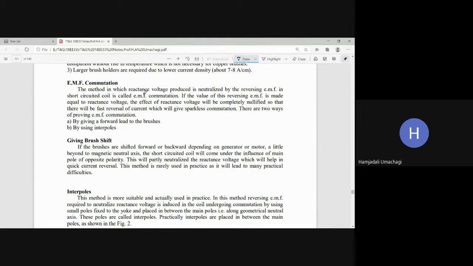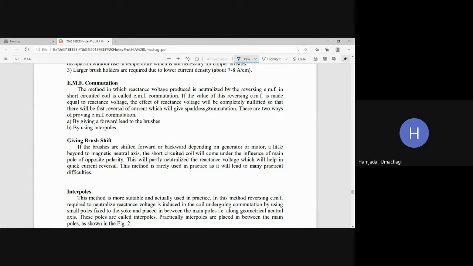But how to apply this reverse voltage to the short-circuited coil which is undergoing commutation? There are some tricks here. So those tricks are nothing but the methods. If the value of this reversing EMF is made equal to reactance voltage, the effect of the reactance voltage will be completely nullified, so that there will be fast reversal of the current, which will give sparkless commutation. So already, if 5 volt is there, I will inject minus 5, so plus 5 minus 5 is completely 0 voltage, meaning the commutation will take place immediately and there is no spark.